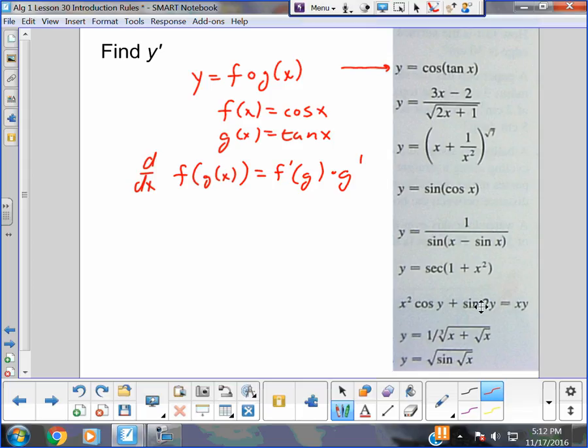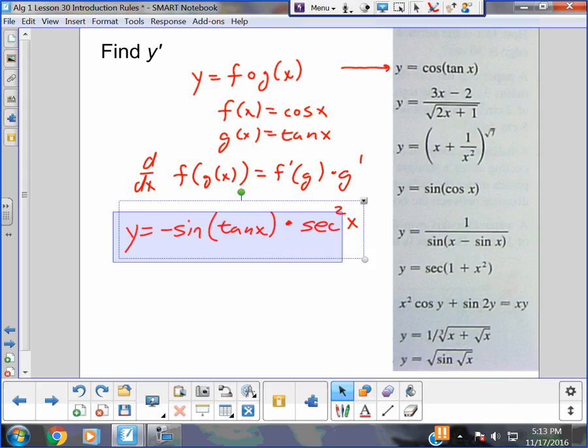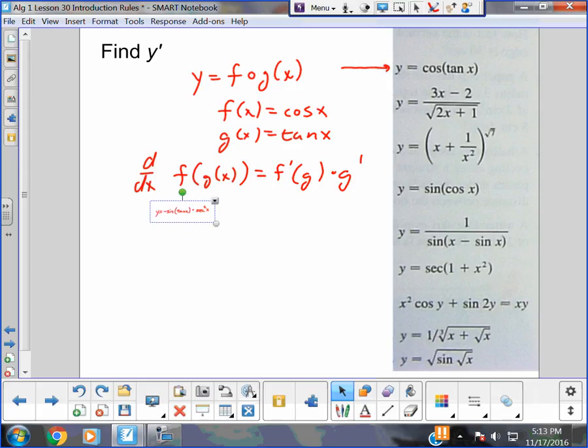So I'm not going to use the rule. I'm going to just start with, I know the derivative of cosine is negative sine, and the argument never changes, so it stays tangent x. Then I just have to take the derivative of tangent x, which I know is secant squared x. And that is the answer to the one at the top. Y equals that. So I'll shrink that down.